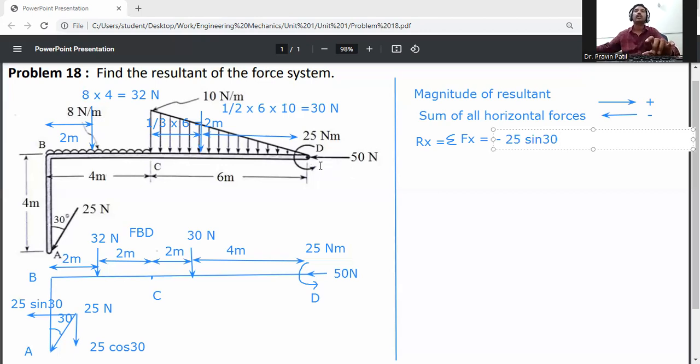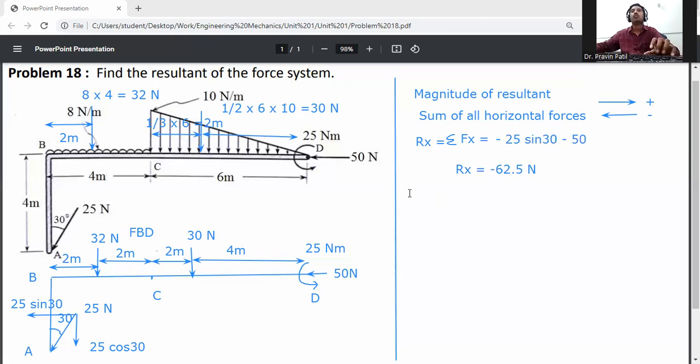Then directly at D, it is the horizontal force, that is 50 Newton. It is also going left side, so minus 50 Newton. So Rx is equal to, from this relation, there are only two forces in the horizontal direction. One is minus 25 sine 30, and the second one is minus 50 Newton. It will be minus 62.5 Newton. Okay, this is Rx.